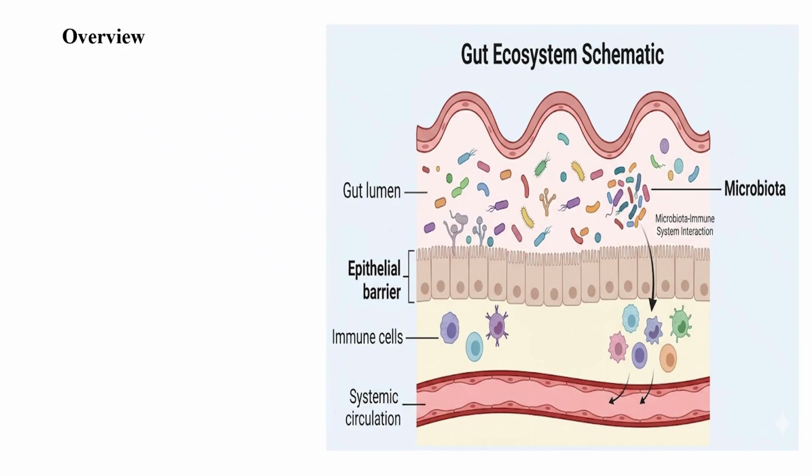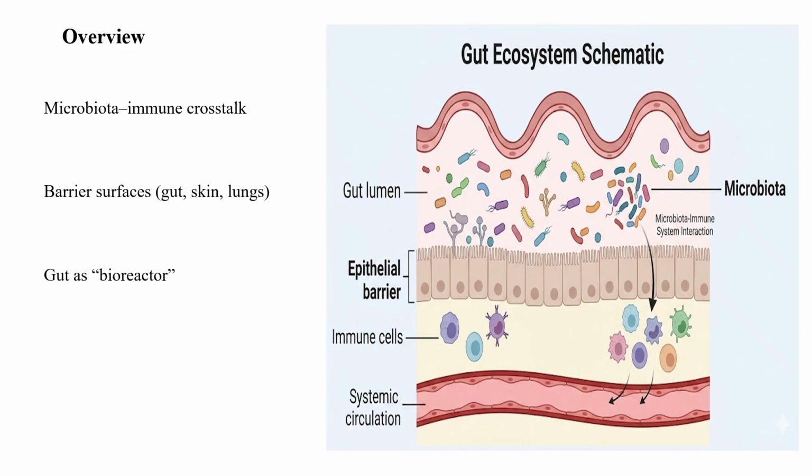Let's look at an overview of how the microbiota and immune system interact throughout the body. The microbiota plays a central role in regulating immune responses at barrier surfaces such as the gut, skin, and lungs. The gut functions as a highly dynamic bioreactor where microbes, metabolites, immune cells, and host tissues interact continuously.